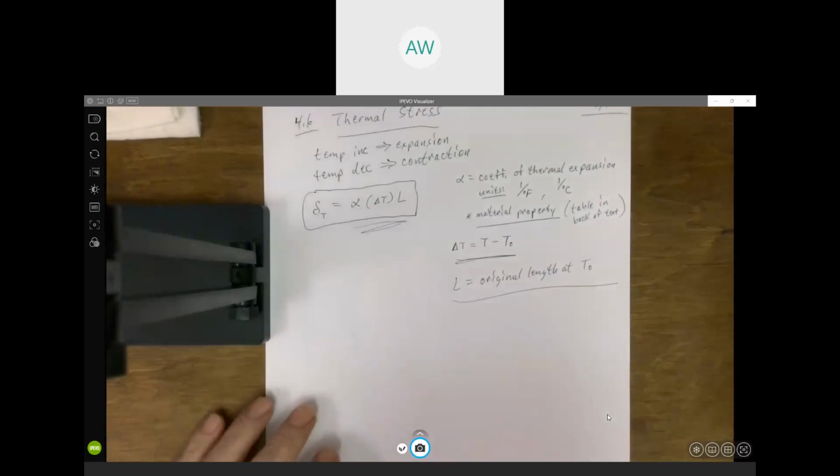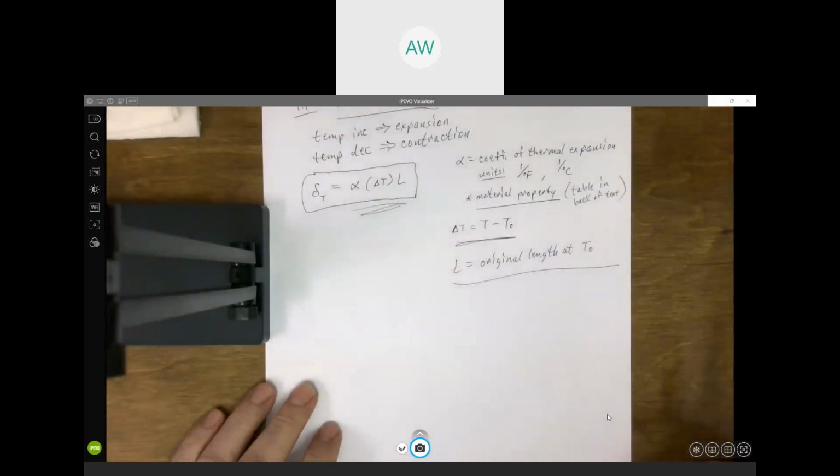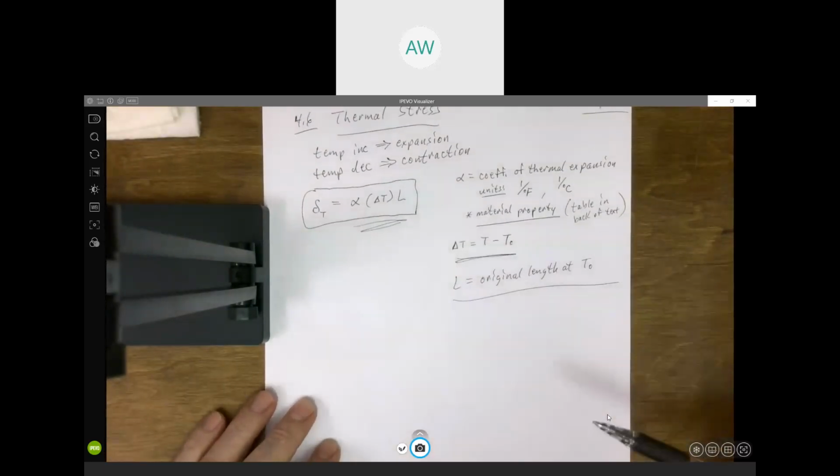All right, any question about that formula? Any of those terms in that formula?